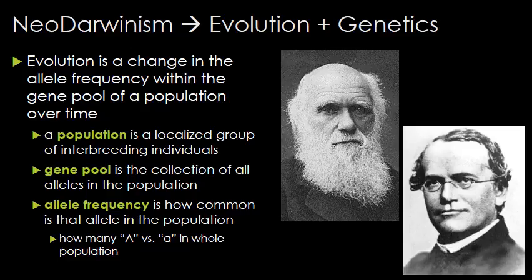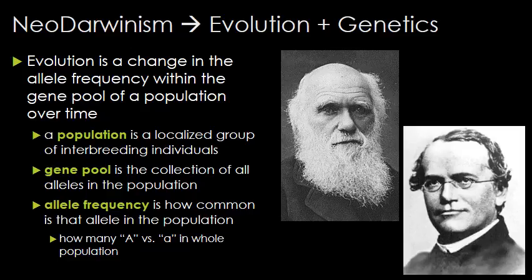We need to understand that a population in NeoDarwinism is a localized group that is breeding within itself. A gene pool is the collection of all the alleles in a population, all the genes of all of the individuals in a population, whereas allele frequency is how common is that allele in the population, how many dominant A alleles versus how many recessive A alleles in that whole population.